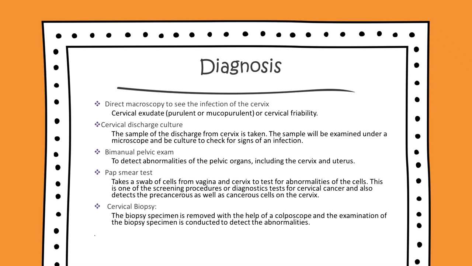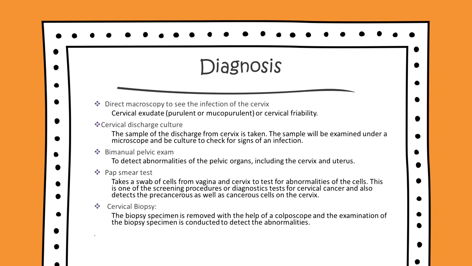A sample of the discharge from the cervix is taken. The sample will be examined under a microscope and cultured to check for signs of an infection. We will check for the infection Neisseria gonorrhea, candidiasis or trichomoniasis. Third is the bimanual pelvic exam.